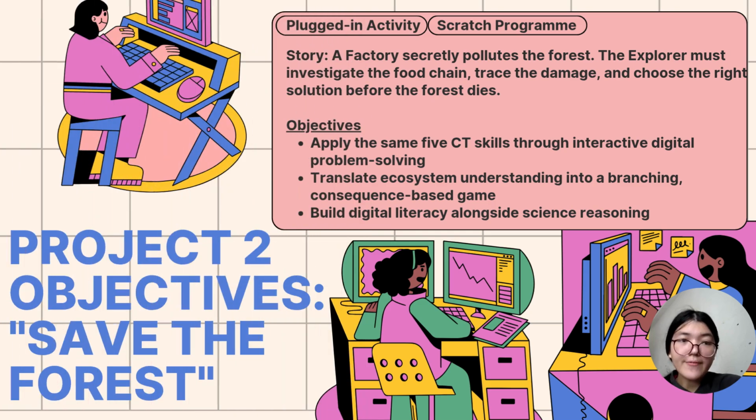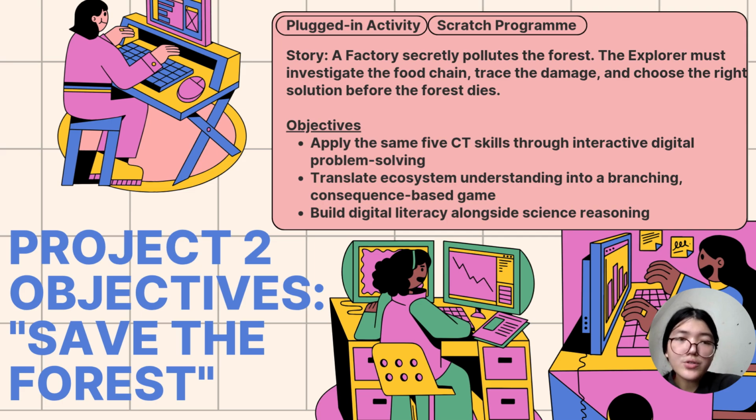Project 2, Save the Forest, tests the same ecosystem concept but moves it into a plug-in and digital environment using Scratch. Here, a factory has been secretly polluting the forest with smoke, poisoning the water and scorching the grass. The player character, the explorer, must investigate the food chains, check how they are damaged, and choose the correct solutions before the forest is lost.